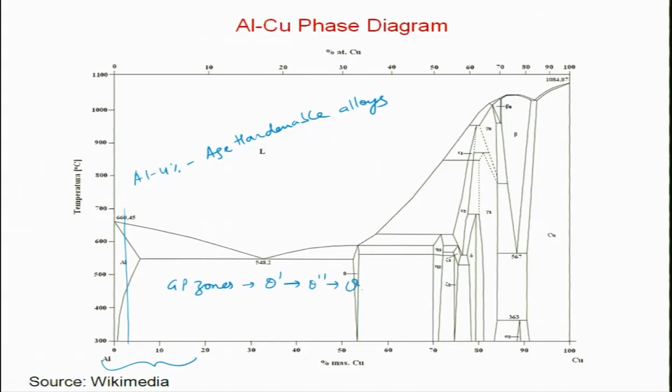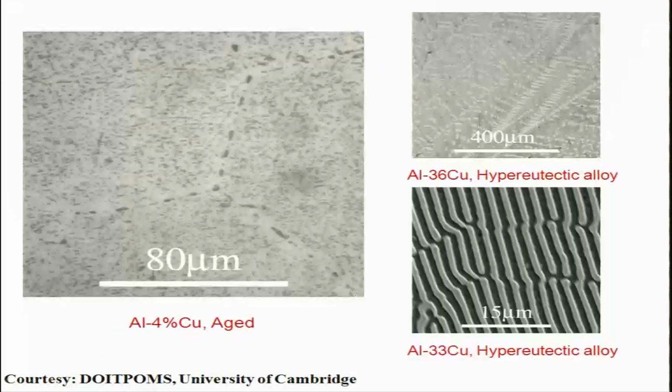We don't want to form the final phase theta; we want to stop somewhere at theta double prime or so. So what you do is take a composition, solutionize it in this range, then cool it to a lower temperature and hold it at a certain temperature so that you can form the precipitates, and then cool it again so that you stop the phase transformation kinetics completely. So again the knowledge of the phase diagram is important: where you want to be, at what temperature you want to solutionize, and at what temperature you want to cool to achieve the phase transformation. This is a very important material, aluminum copper alloys.